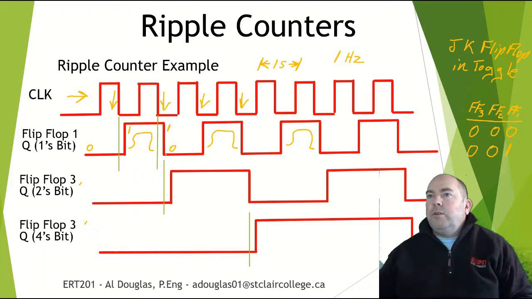Now we get another clock pulse that turns this down to a 0. The output of this is going to transition this next one up. So when this goes down to a 0, it's going to transition this up. Now we get another clock pulse, and flip-flop 1 goes back to a 1. When this drops down again, that's going to toggle this one here. And that negative transition here now causes this to come on.